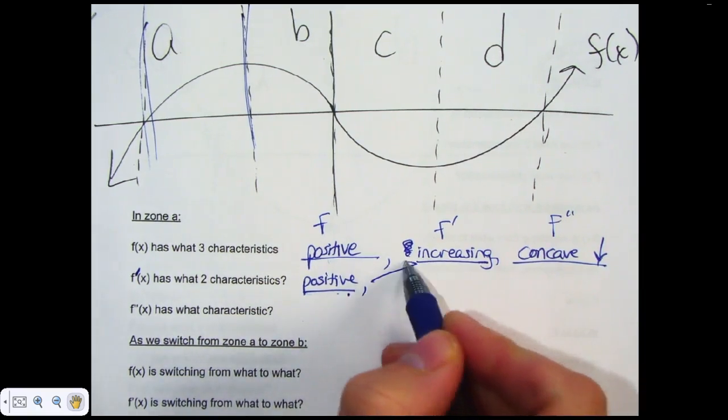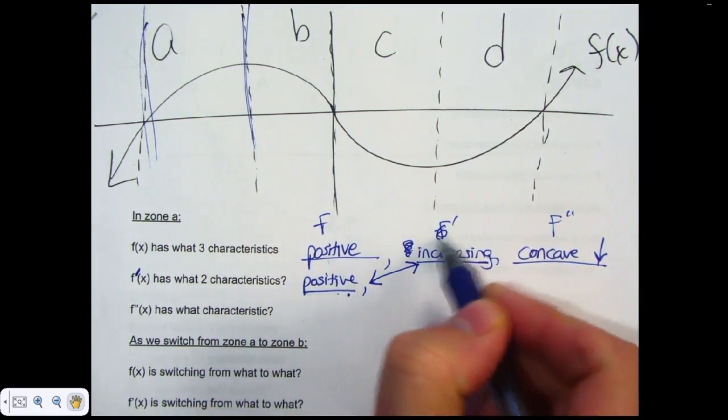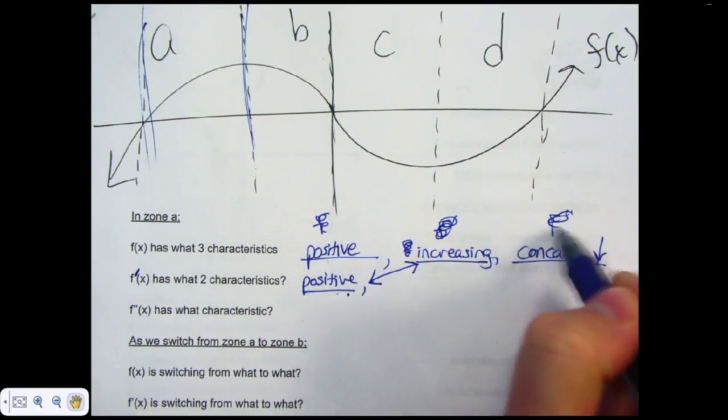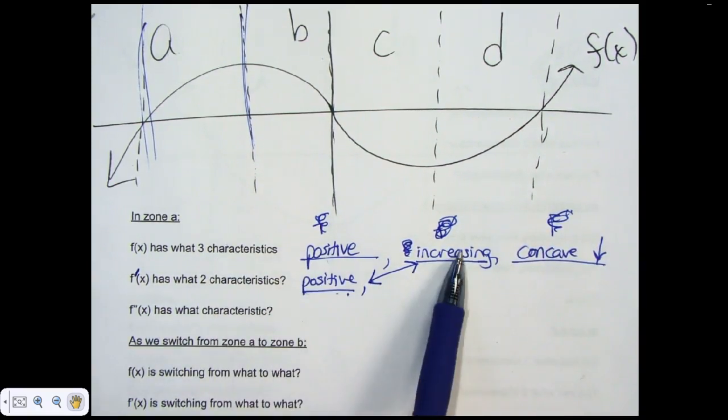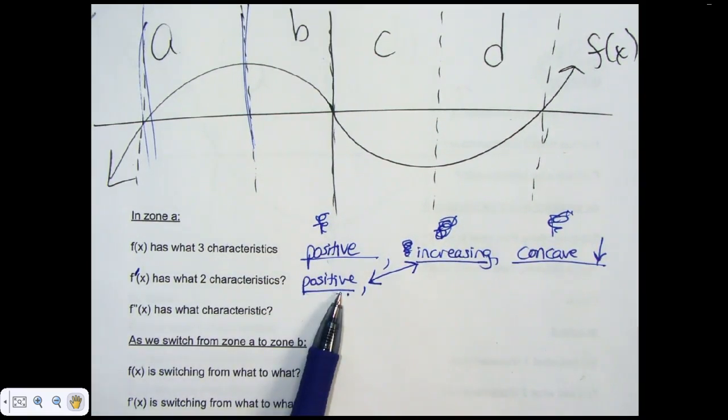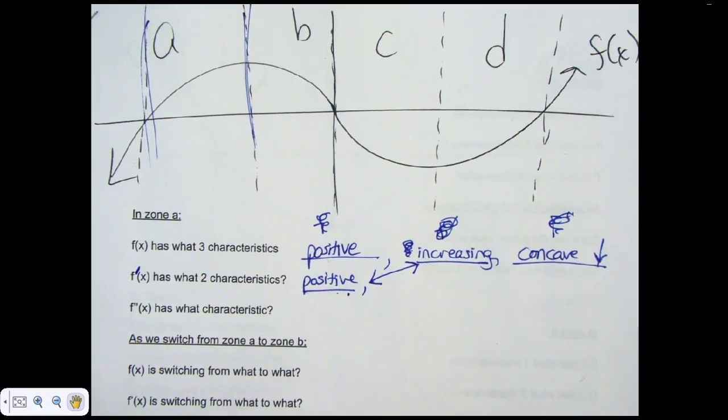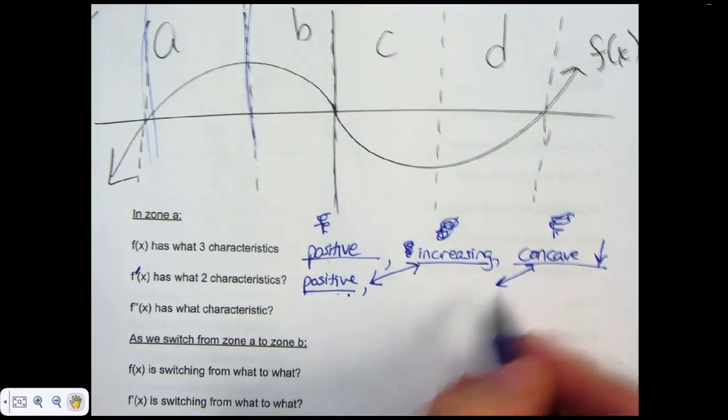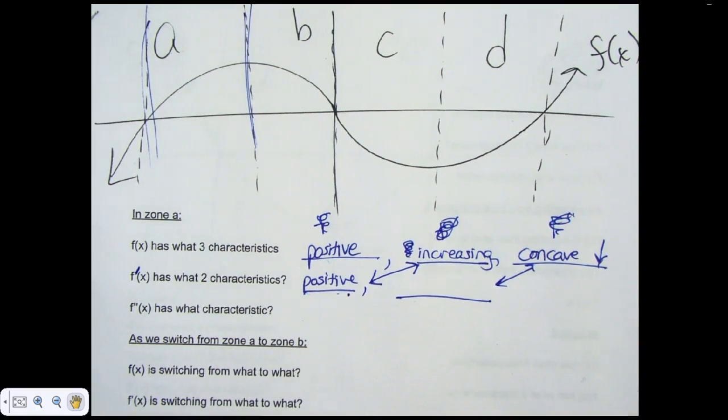These two things, if I get rid of those, are the same. If F is increasing, F prime is positive. That's the exact same statement. Well, there's another statement that is the same as that. This is the hard one.